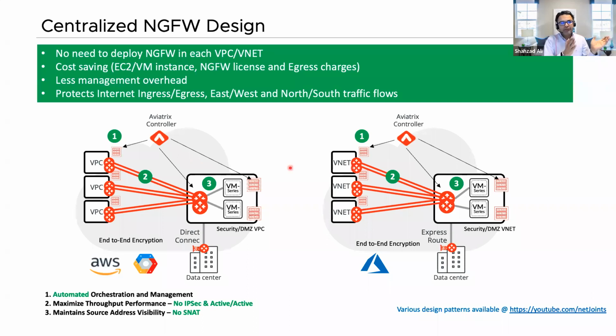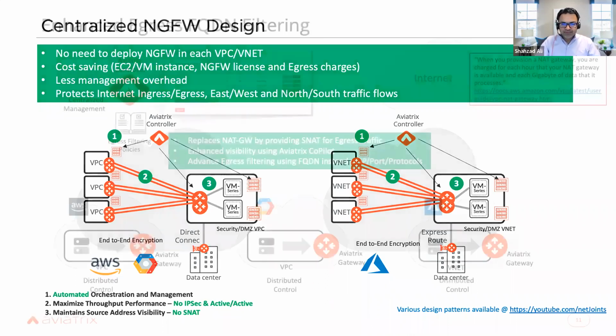Now you can see I'm just copy pasting and repeating it in Azure, right? So this is how simple it is. And this is a centralized design model I presented here, but obviously there are a number of different ways to implement this. There are some variations you can create based on your business requirement. And some design patterns are available on this YouTube link here. And you can also send us email at info@aviatrix.com, and we can actually help you based on your unique requirements.